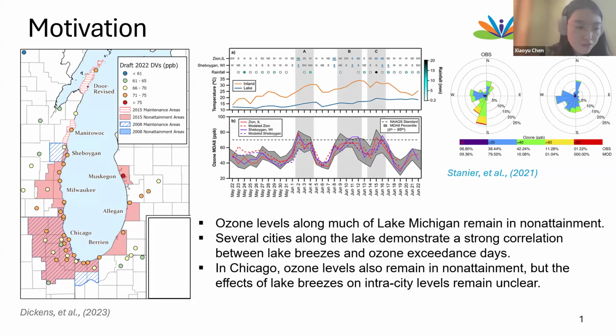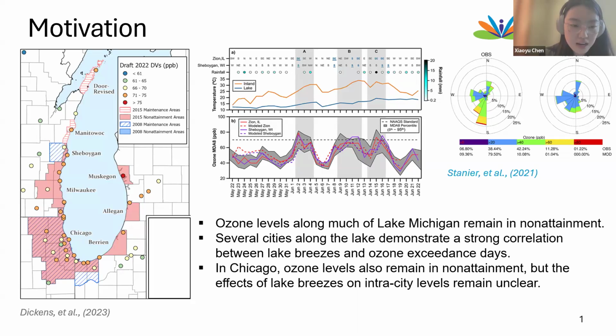But there are a lot of field campaigns already being conducted based on this severe air quality issue, especially in Milwaukee, Sheboygan, these cities. And the researchers connected the heavy ozone issue with the wind from the lakeside, which means the lake breeze would worsen the air quality in the cities.